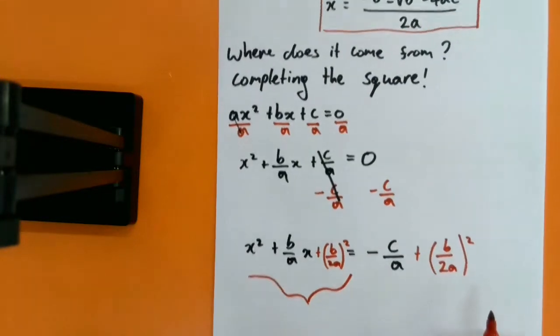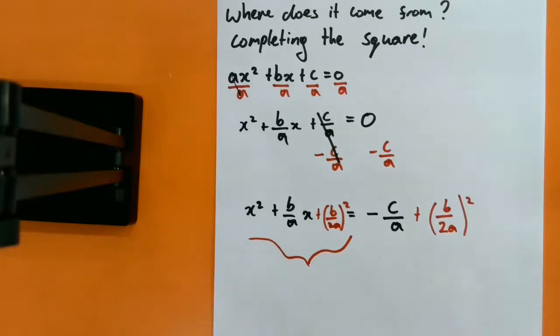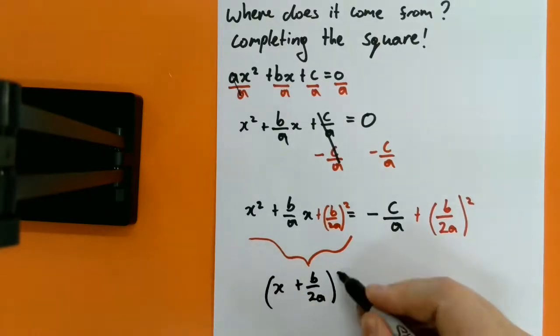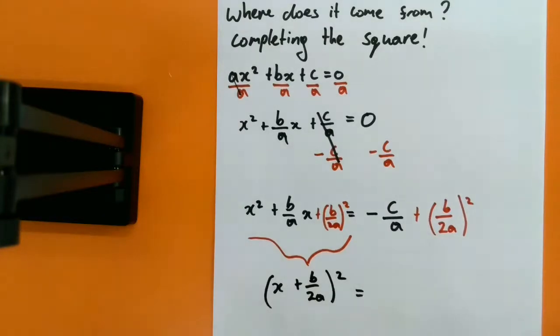Okay? So whether you want to believe me or not, we've actually just generated a perfect square on the left-hand side. I'm just going to move this up. Everything that I've just underlined is actually a perfect square. Okay? And this perfect square is equal to x plus b on 2a all squared. Now I'm going to show you how that comes about in just a moment.